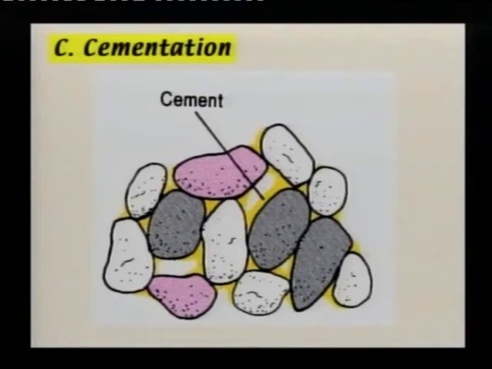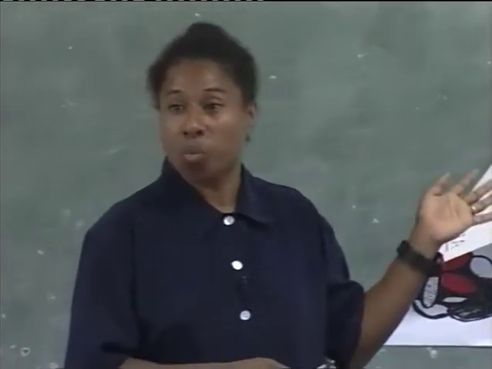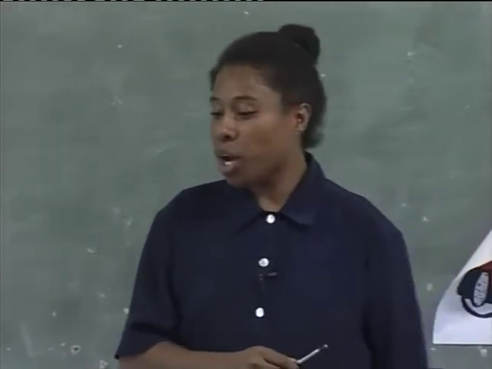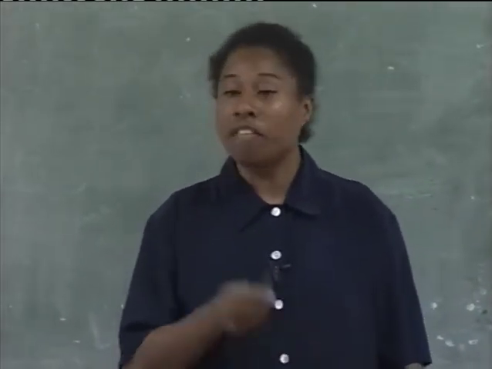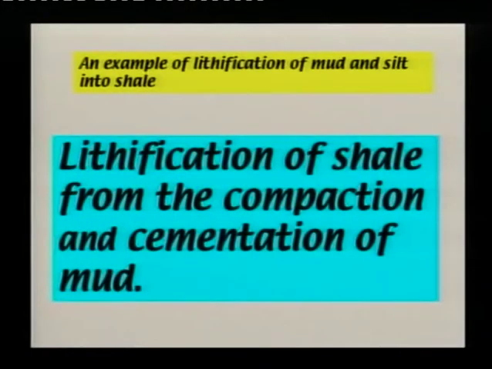Okay, are we happy with that? Okay, good. Then we move on. Today we are going to look at one more example so that we understand these processes well. The example that we are going to look at will be an example of lithification of the sediment of mud and silt. What happens when mud and silt go through the process of lithification, that is compaction and cementation?